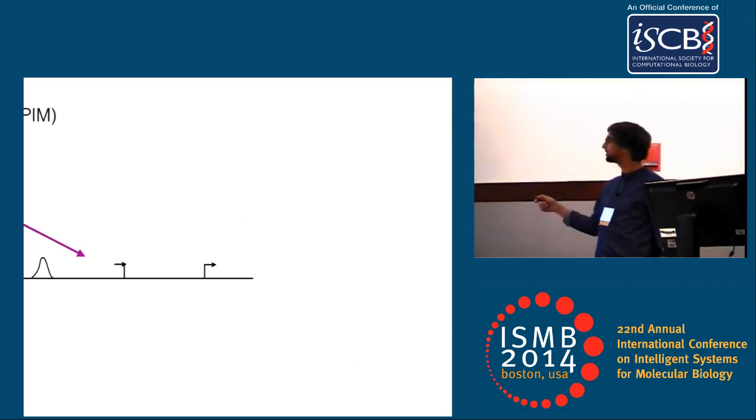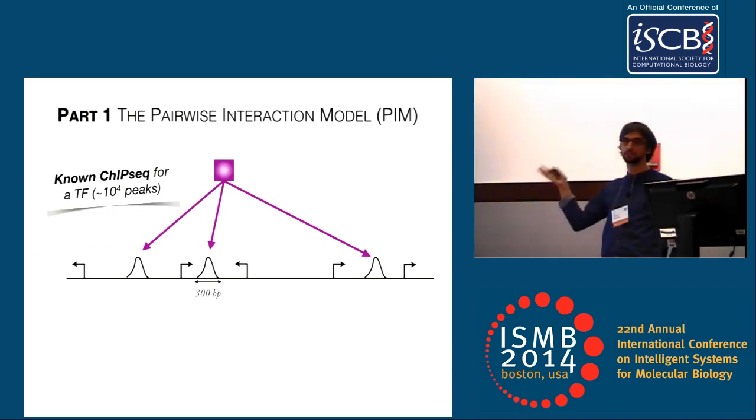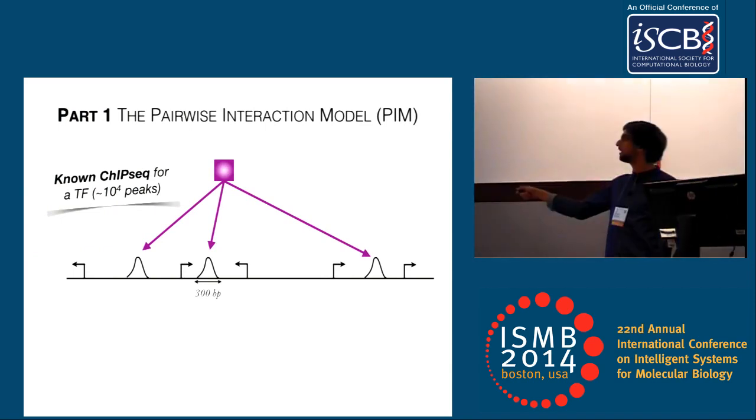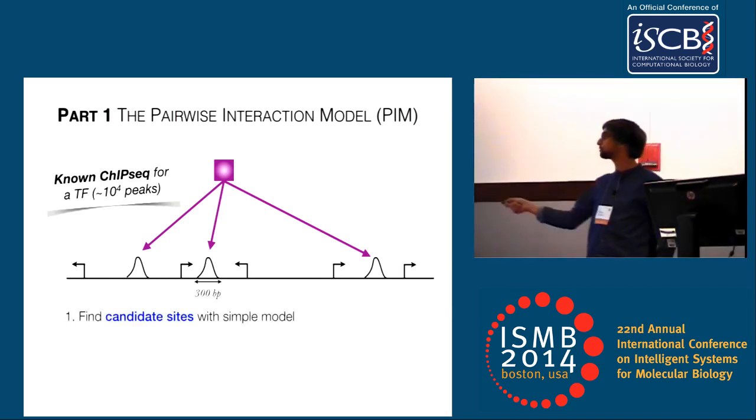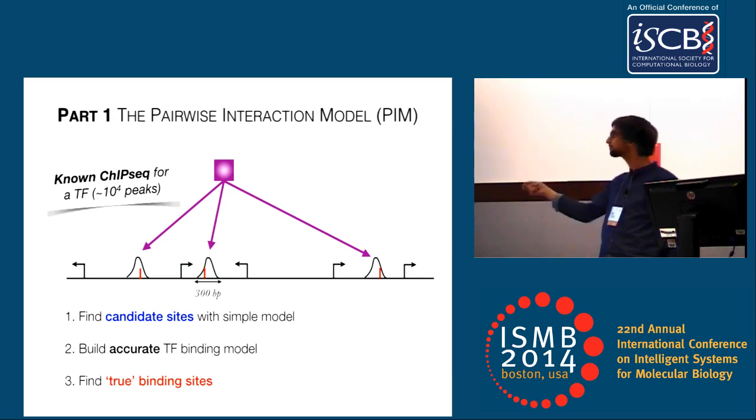And the idea here is that we begin with ChIP-seq data. So we have around 300 base pair resolution on the binding of a given transcription factor. And what we want to do is first to use some simple model to get the candidate sites in this ChIP-seq data. And then out of that, we want to build more complex models of the transcription factor binding and use this model to actually find better binding sites that may or may not be different.